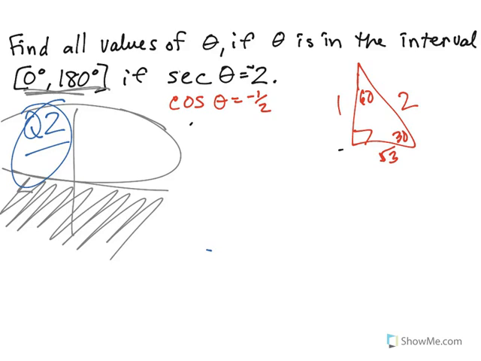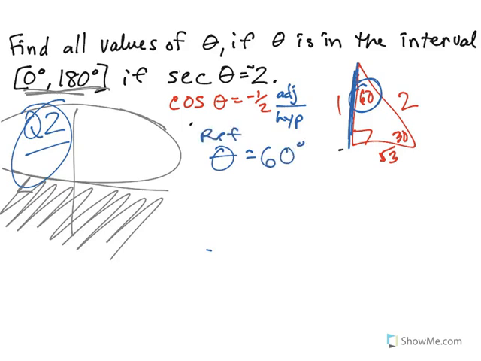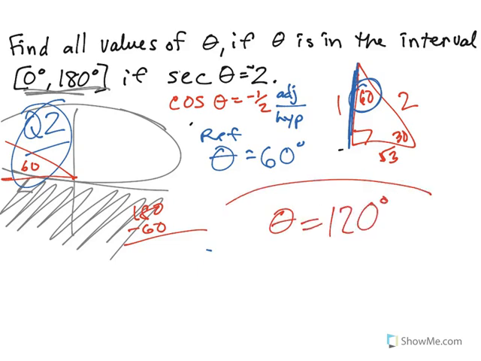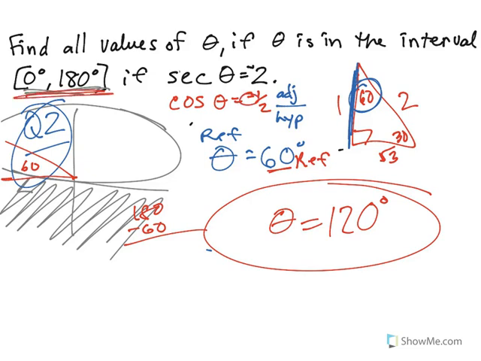Okay, so now I think back to my 30, 60, 90 triangle. We know that the cosine is adjacent over hypotenuse. So here's my value of 1. Which angle is adjacent to that? Well, our friend 60. So once again, our reference angle is 60 degrees. If I want that to be in quadrant 2, once again, 180 minus 60 gives me a final answer that theta can only be 120. 60, again, is just the reference angle. Because cosine is negative and because we're only on the interval 0 to 180, the only possible answer is 120 degrees.